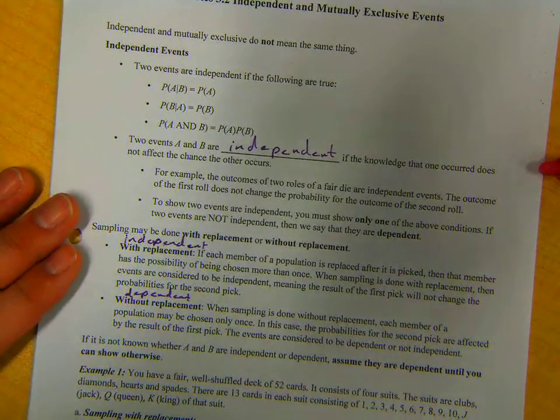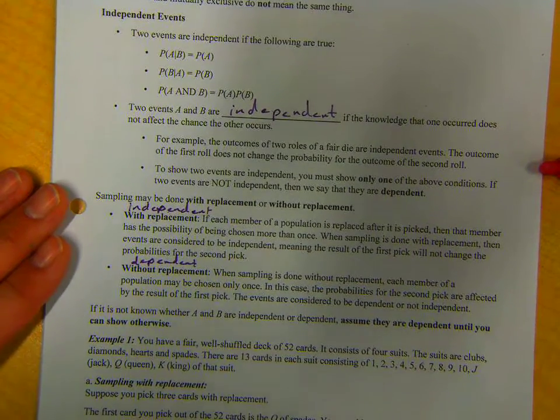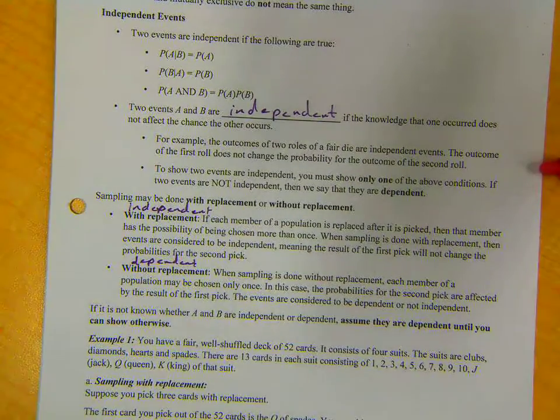Hopefully we'll have something here we can talk about. So, if it is not known whether A or B are independent or dependent, assume they are dependent until you can show otherwise. So that's just a safe bet. We can assume something's dependent. We're just being safe and making it clear.